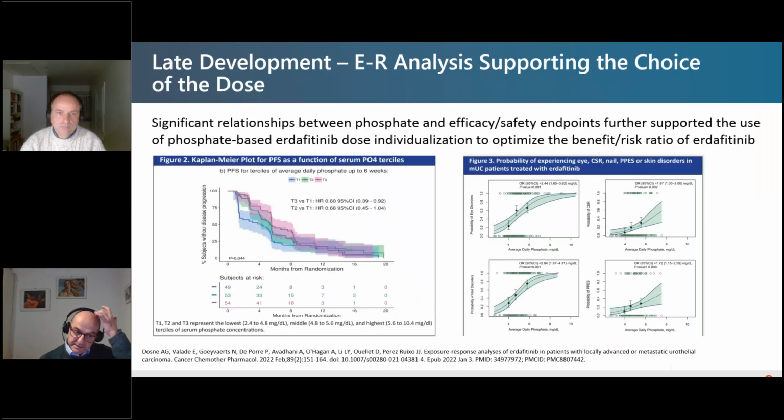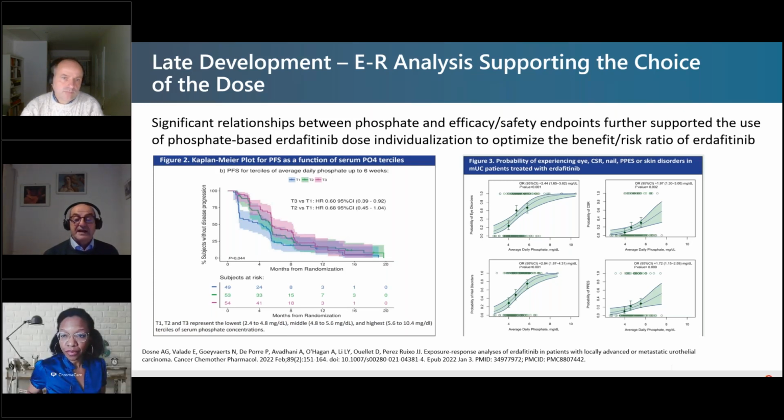In the next slide, there is the third, let's say, portion of the modeling that was incorporated in the development of erdafitinib. Essentially, the endpoints of clinical efficacy and clinical safety were also model based on the data coming from the phase 2 trial. And again, phosphate levels was used as a metric of systemic exposure to erdafitinib rather than AUC or other plasma concentration related metrics.